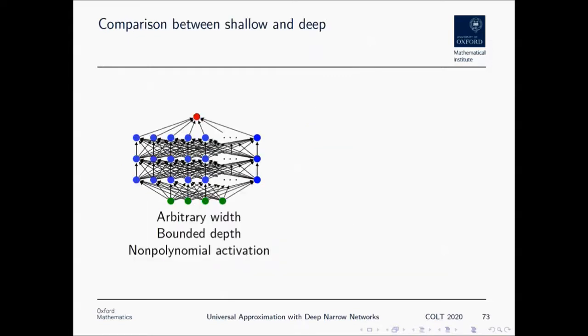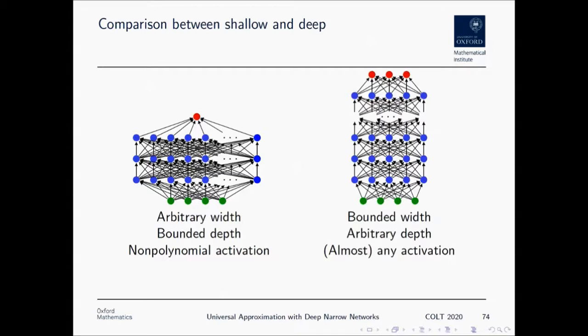Okay, so to summarize the comparison between shallow and deep: in the shallow case, we had arbitrary width, bounded depth, and non-polynomial activation. But in the deep case, we had bounded width and arbitrary depth, and we now allow almost any activation. So in particular, we see there's this qualitative difference between shallow and deep with respect to the choice of activation function. So what are some applications of this?